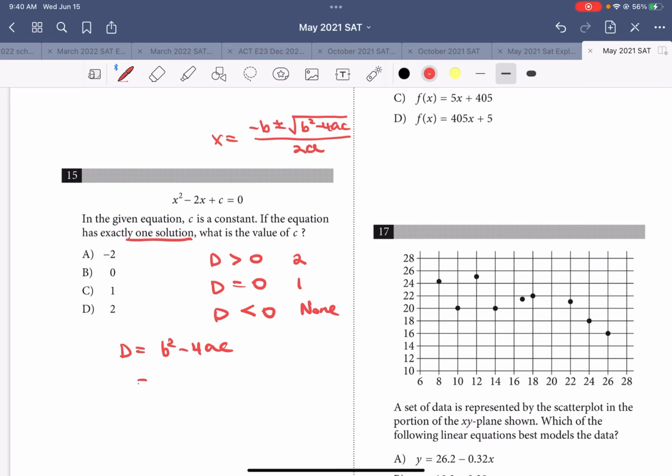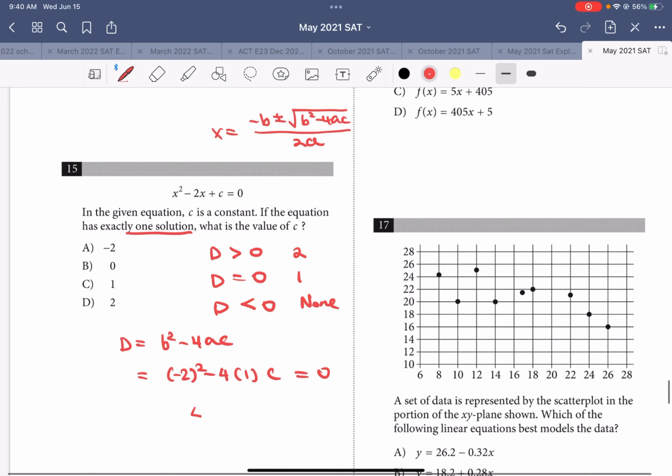So when you plug it in, b is negative 2, squared, minus 4ac. That is going to be 0. So 4 minus 4c equals 0. So 4c equals 4, c is 1. So the answer is C.